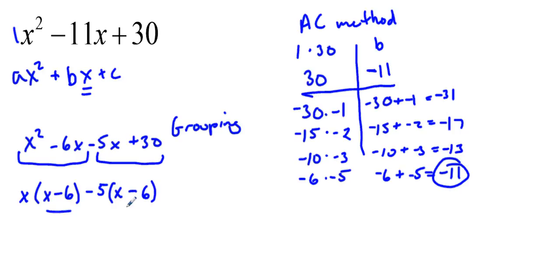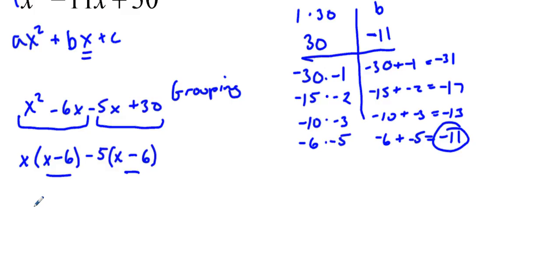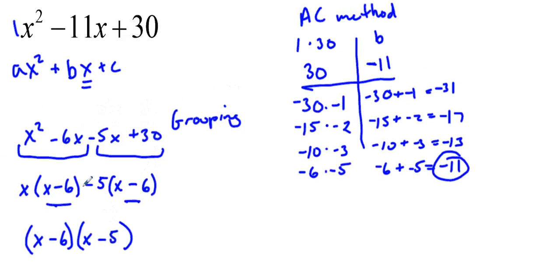Once again, we find that we have a common factor, and that's actually one of the factors we're going to use: x minus 6. We're going to factor that out of this and this, and what we have left over is x minus 5. And that, my friends, is what equals x squared minus 11x plus 30. And there's our factor.